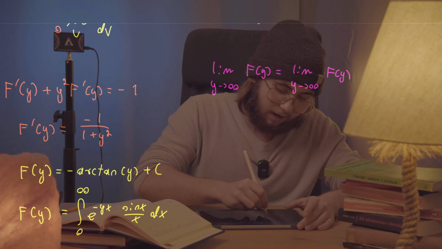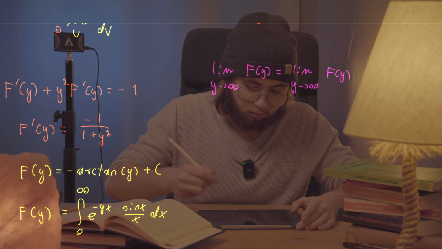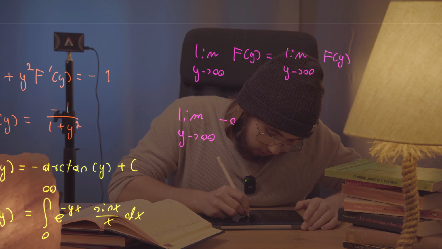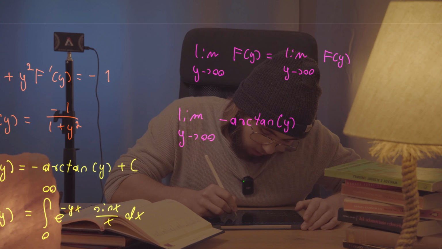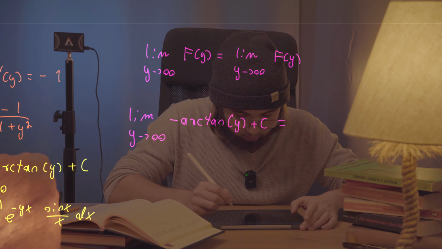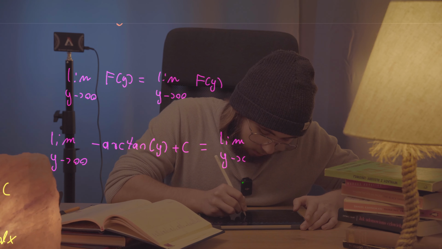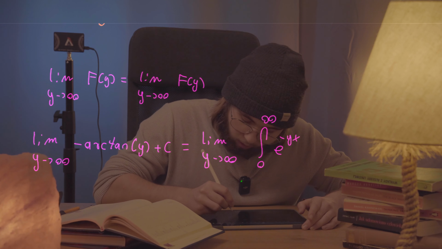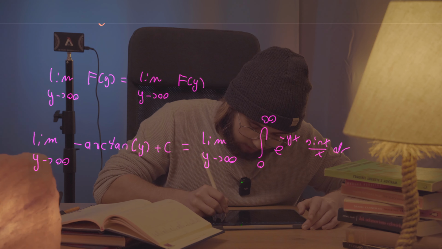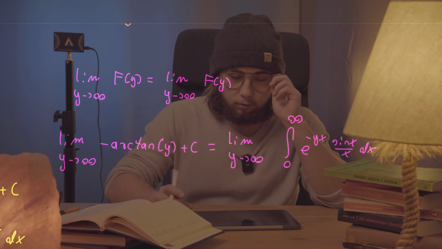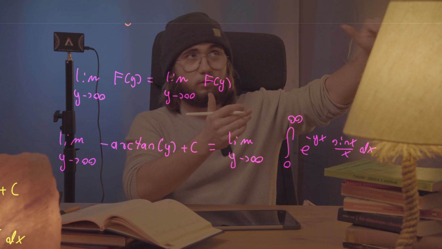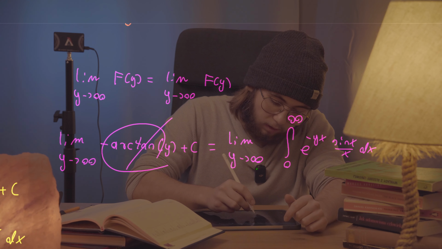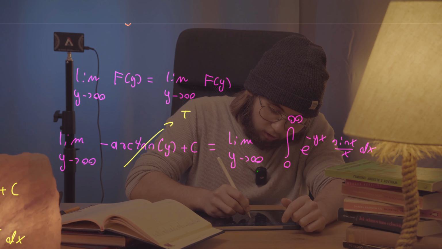And so, as f of y is equal to both this arctangent and this integral, we can say that the limit as y approaches infinity of this negative arctangent of y plus c is equal to the limit as y approaches infinity of the integral from 0 to infinity of e to the negative yx sine of x over x dx. Now, the arctangent has a horizontal asymptote at pi over 2, and so this entire thing is going to approach pi over 2 as y is getting larger and larger.